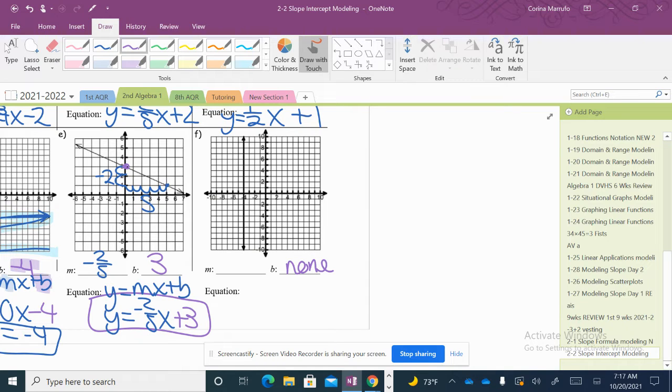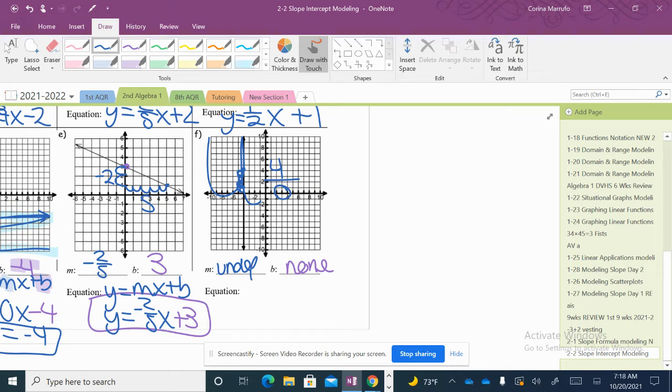And for our m, here it rises. It just continues to rise and rise and rise, but it doesn't run any. So say I count these spaces, 1, 2, 3, 4 to the next one, but it doesn't run any. It's 0. Whenever you take a number and try to divide it by 0, it gives you undefined. Now remember, your vertical lines are undefined. So m is undefined.